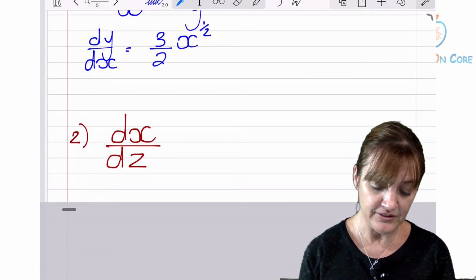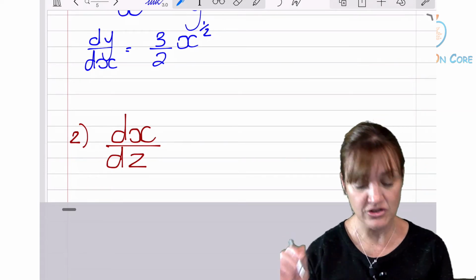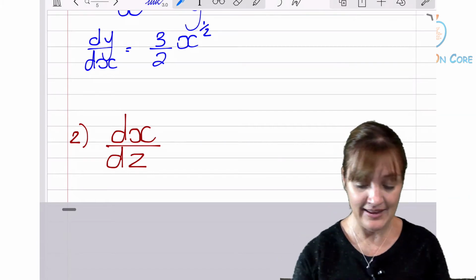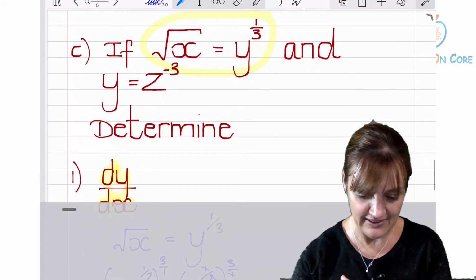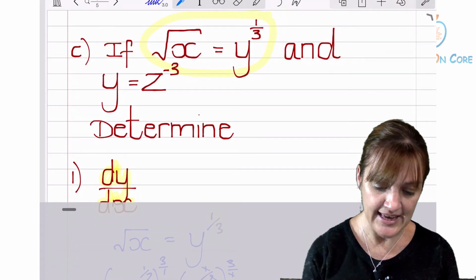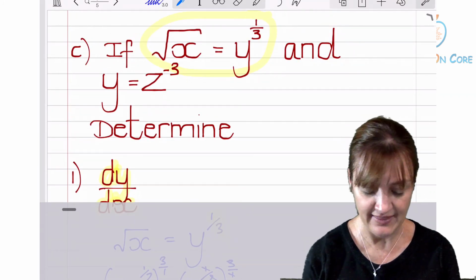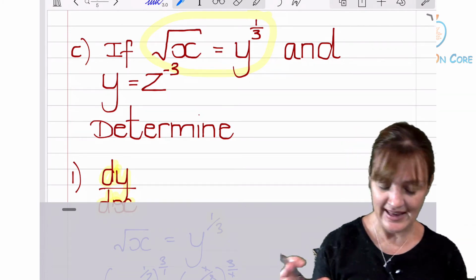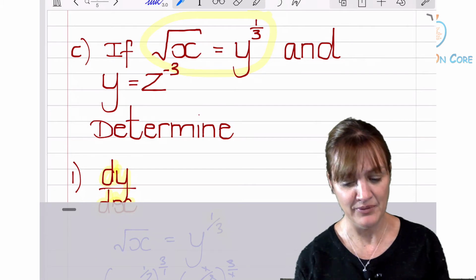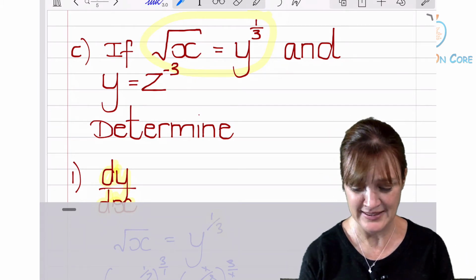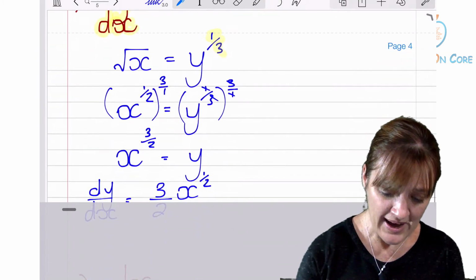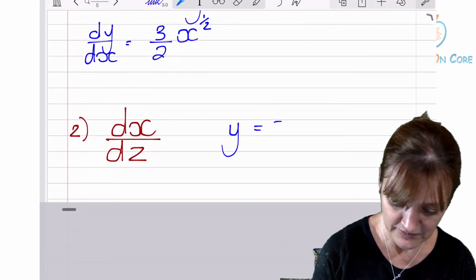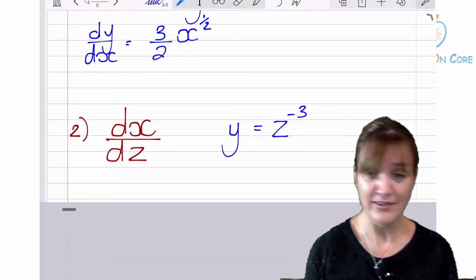Now they're looking for the derivative of x in terms of z. So I need to have x on its own and then z on the other side. Now let's look here. The equations they gave me, I had an x and a y together, and I had a y and a z together. There's no equation where there's an x and a z together. All right, so now that's a problem. They've given me that y is equal to z to the negative 3. That's what they gave you.